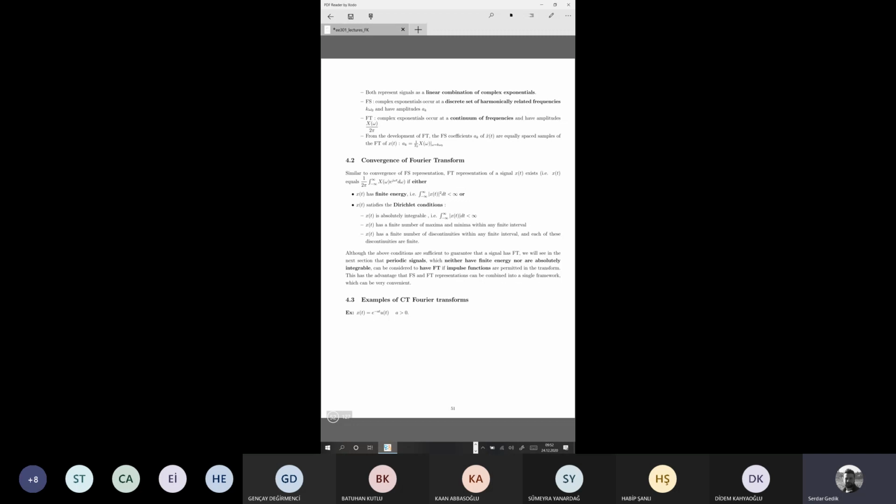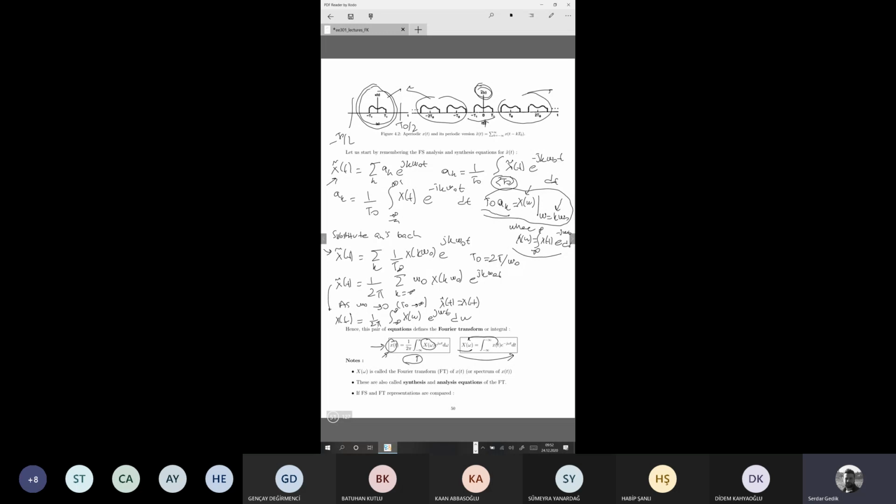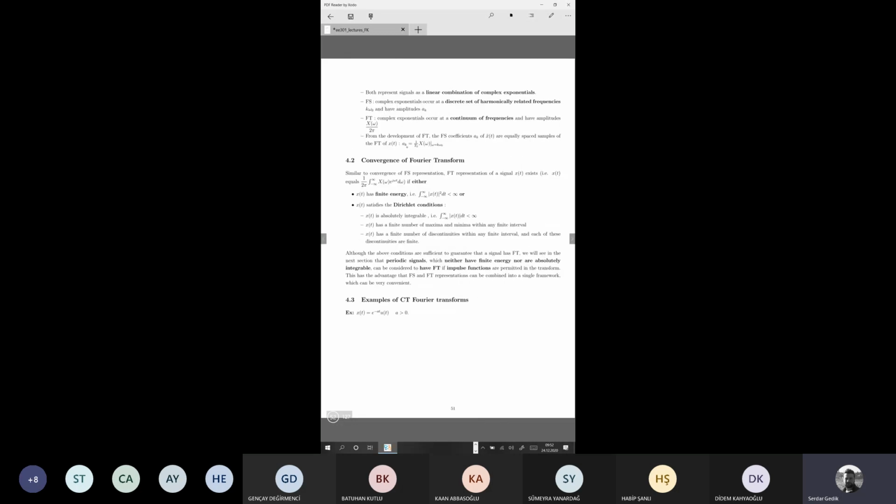Well, from the development of the Fourier transform, the Fourier series coefficients a_k of x tilde t are nothing but equally spaced samples of the Fourier transform of x(t). So x(t) is the aperiodic version, and x tilde t is the periodic version. If you have the Fourier transform of x(t), you can find the Fourier series expansion coefficients a_k for x tilde t by simply sampling X of omega. So this is our case.